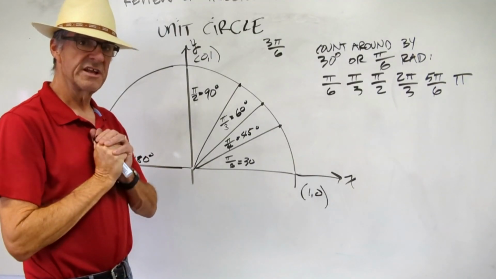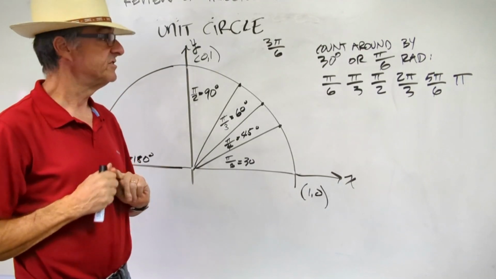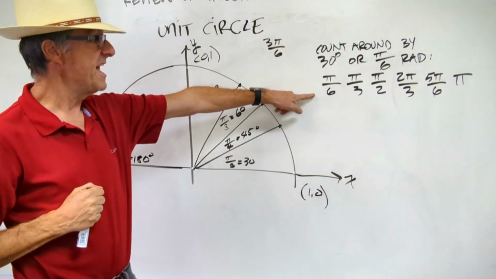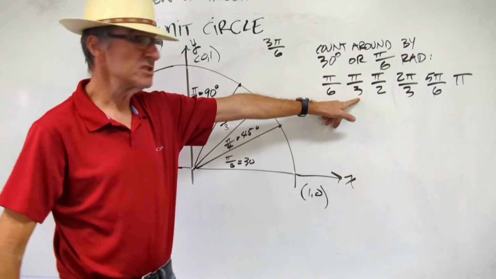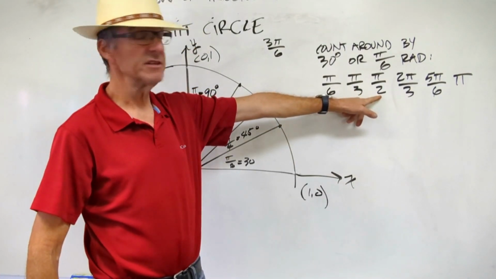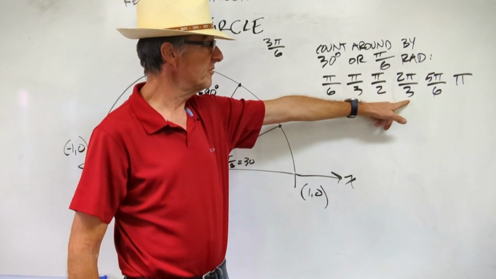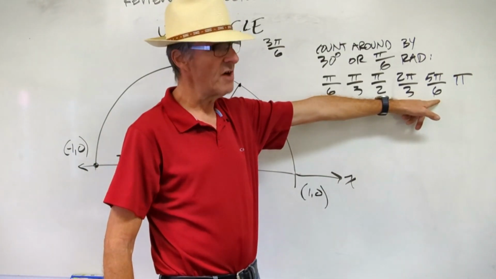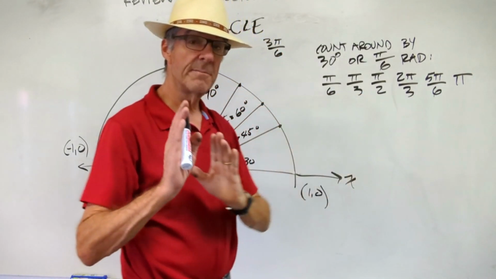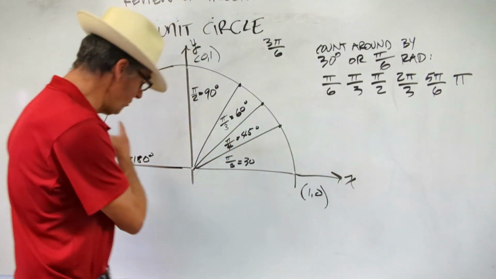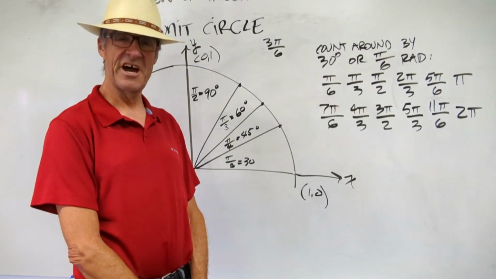All right, so now I want you to get a little practice counting around by 30 degrees, but I want you to do it in radians. So I've put out the first 180 for you. 1 pi over 6, 2 pi over 6 is pi over 3, 3 pi over 6, pi over 2, 4 pi over 6, which is just 2 pi over 3, 5 pi over 6 does not reduce, and 6 pi over 6 is just pi. Now I want you to pause the video and take us all the way, the rest of the way around in radians. Okay, let's see how you did.